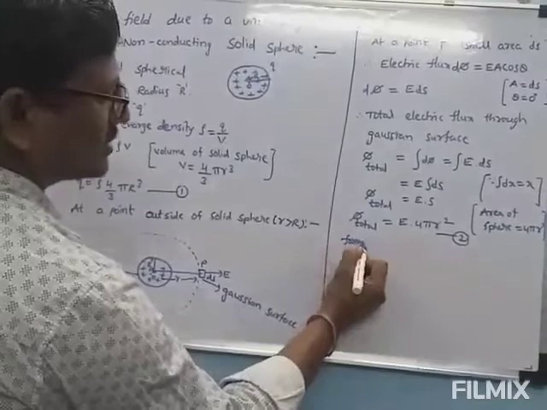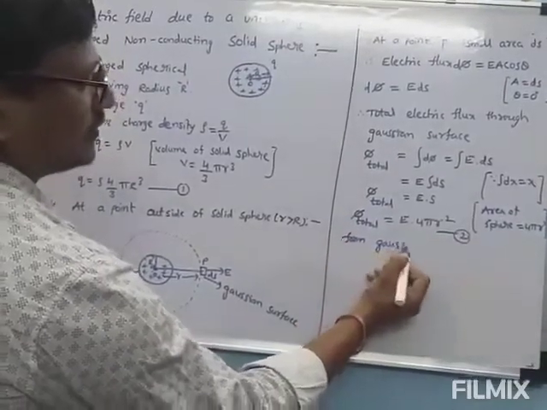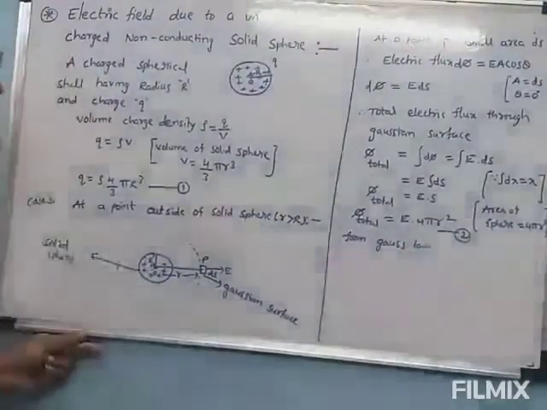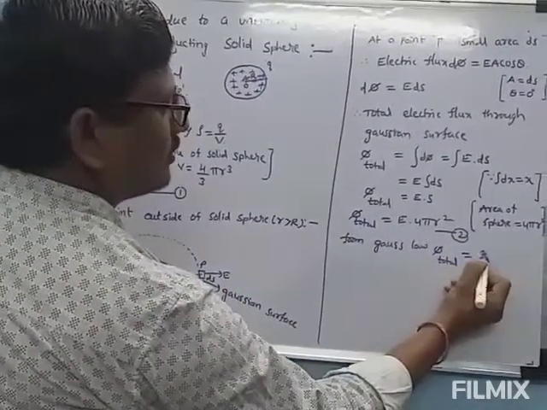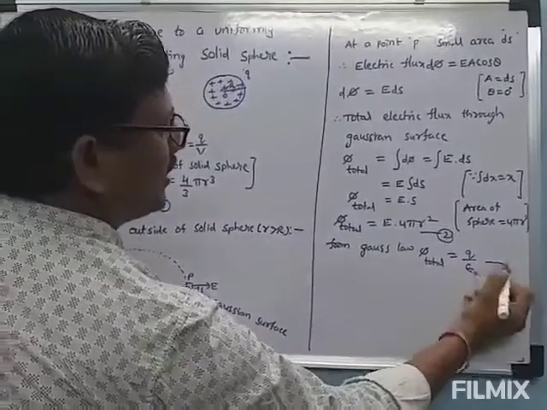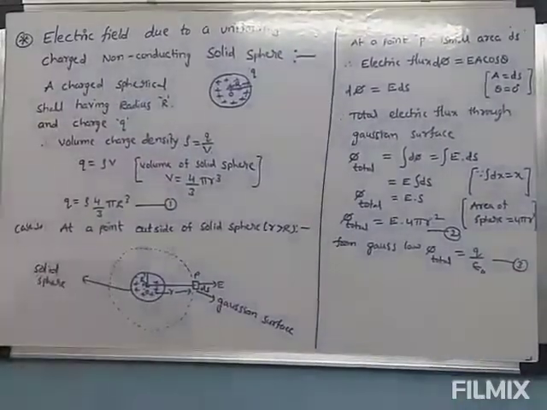From Gauss law, what is the formula of Gauss law? The total electric flux is equal to Q by epsilon naught. This is considered equation number 3.